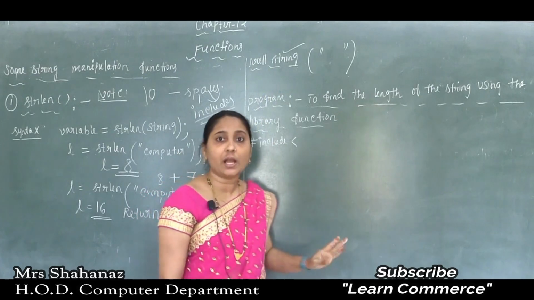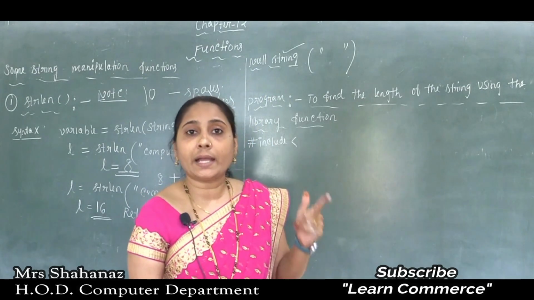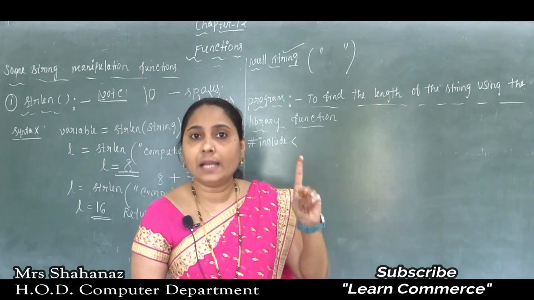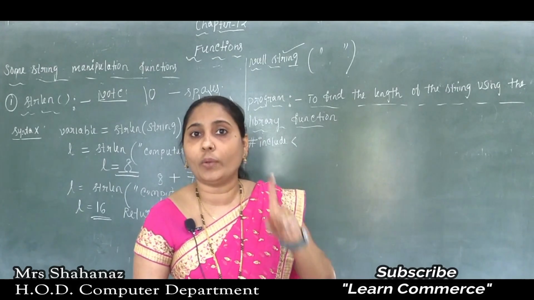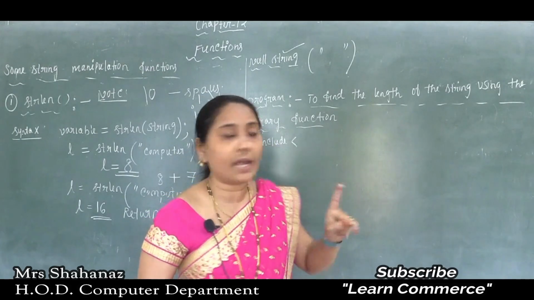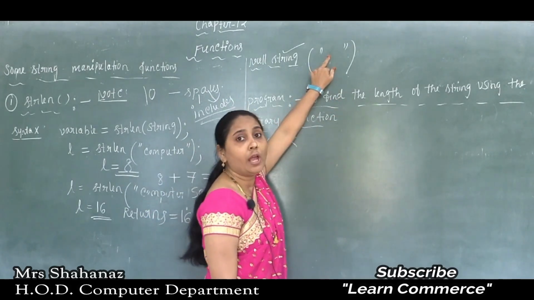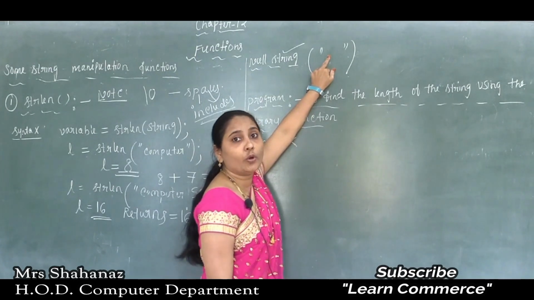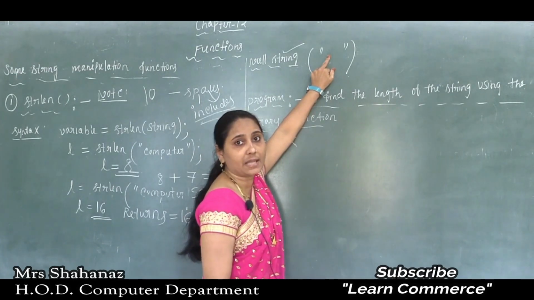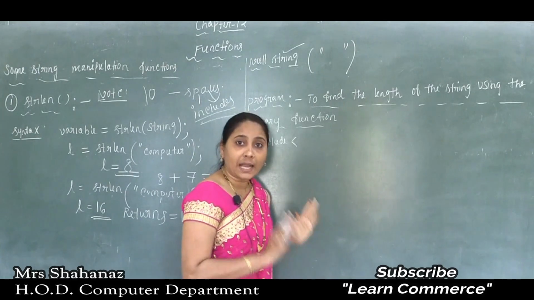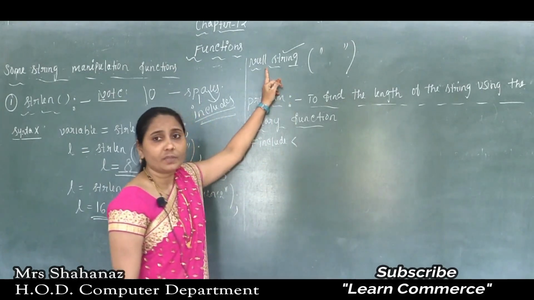Clear this point here? So what does null string mean? What is its length? The length is equal to 0. Because we have not taken any string variable, correct? No string variable name is there here. Nothing is there. That one only is called the null string.